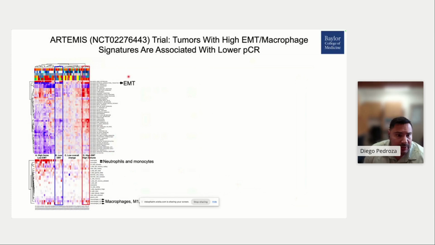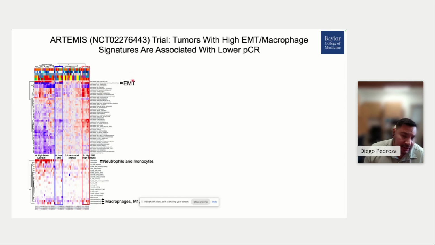Our study spans a lot of clinical trials. One of the most famous trials was done across the street from us at MD Anderson. This was called the Artemis clinical trial. They wanted to see what happened to patients after they received what's called neoadjuvant chemotherapy. Patients presented to the clinic with breast tumors, they were given chemotherapy, and they had tumor profiling before and after chemotherapy.